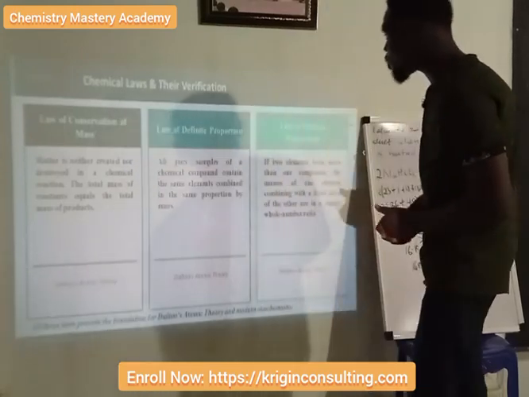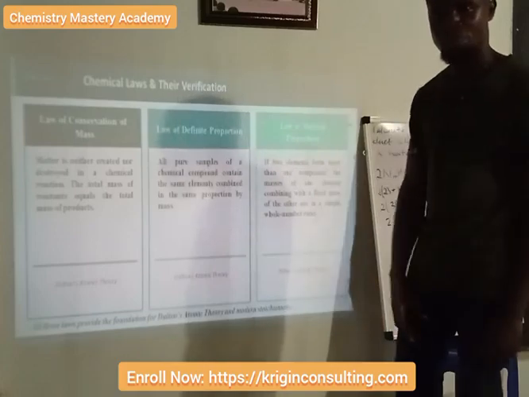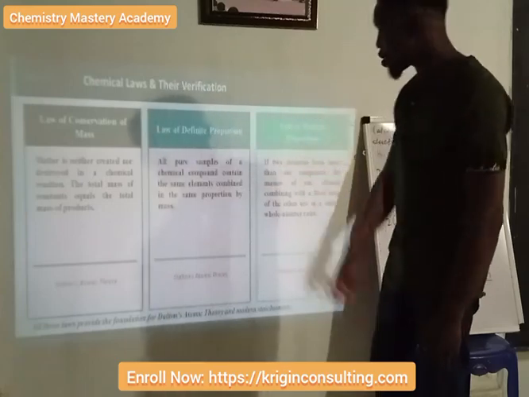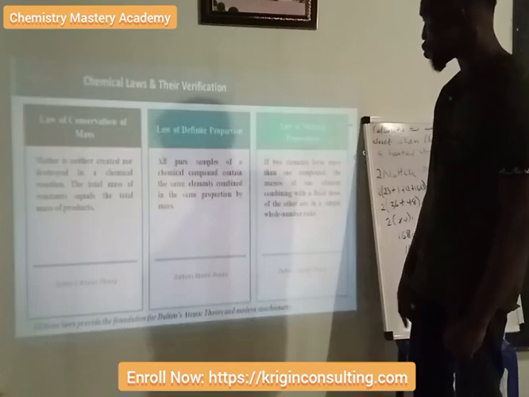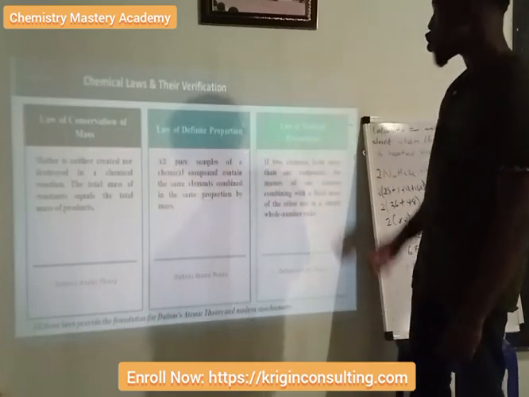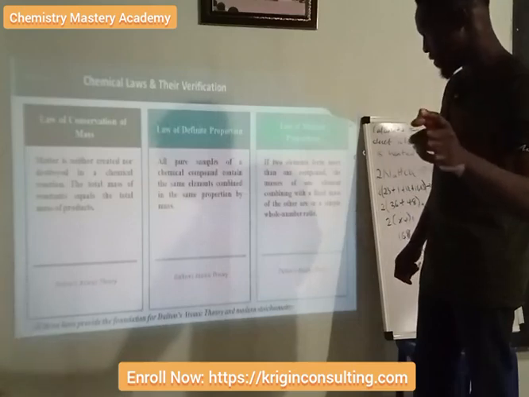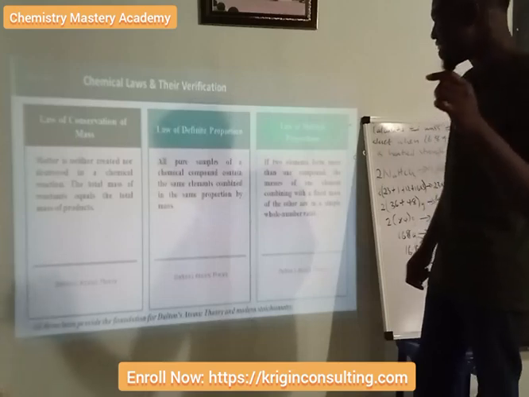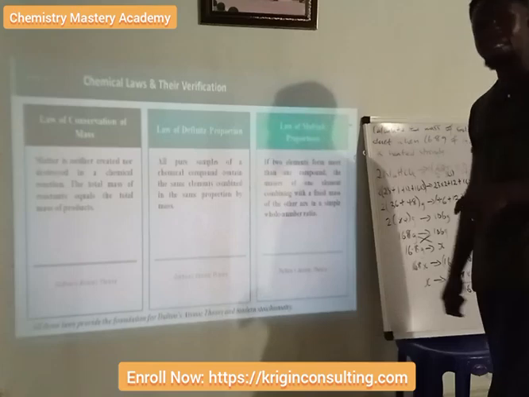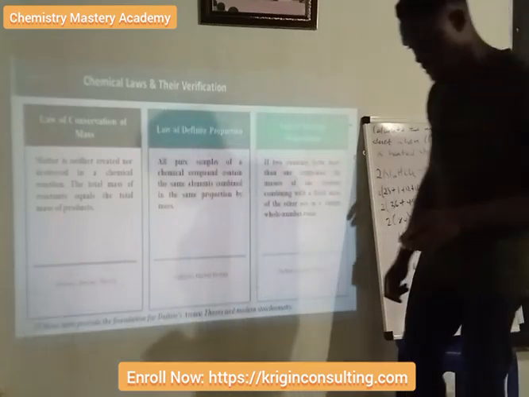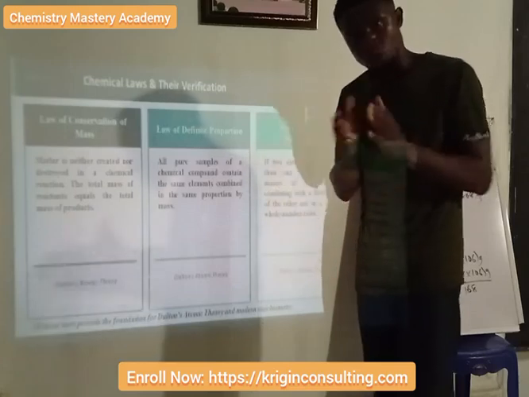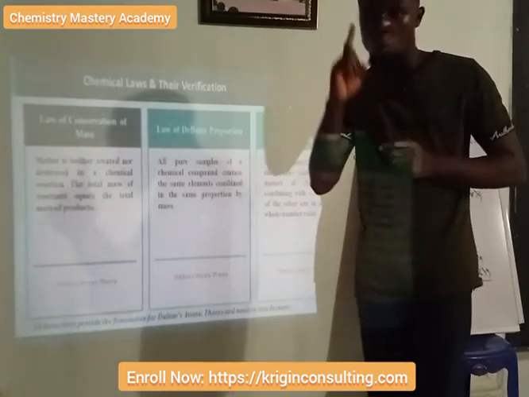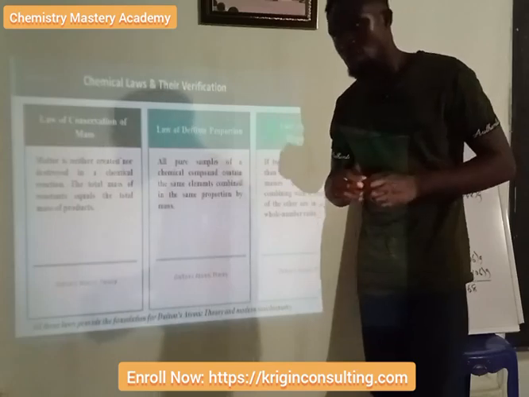Then we have another law, the law of definite proportion. The law of definite proportion says that all pure substance samples of a chemical compound contain the same elements in the same proportion by mass. What are we saying? This is what we are saying. Water is made up of two atoms of hydrogen and one atom of oxygen.